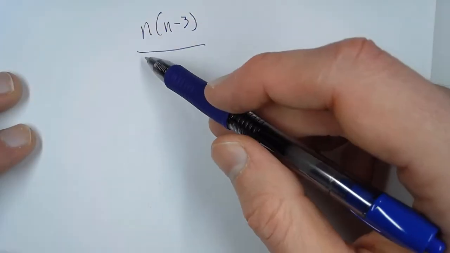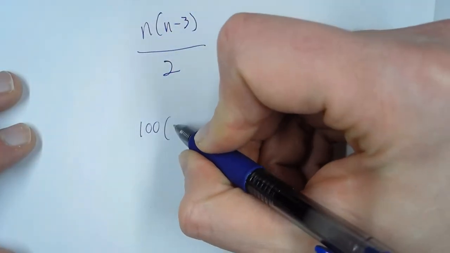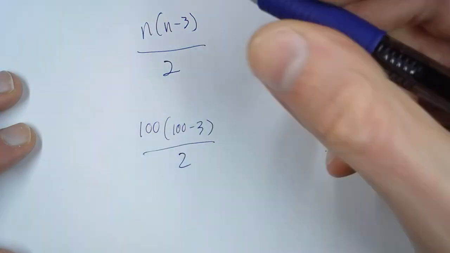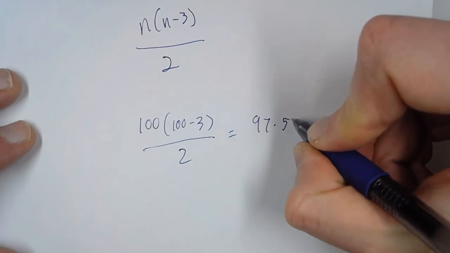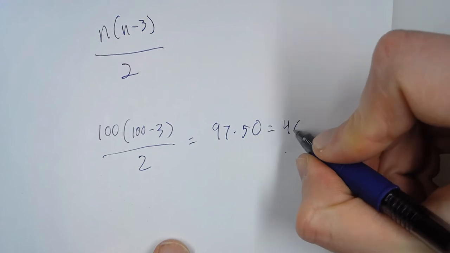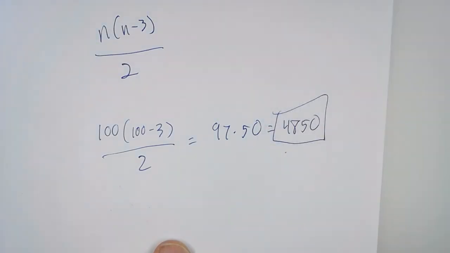So here we're saying if we have 100 sides or 100 vertices, that means we plug in 100 for n. So 100 times 100 minus 3 over 2. So take 100 over 2, that's 50, times 97, and so that means we get 4,850 diagonals. There's our answer, and we're done.